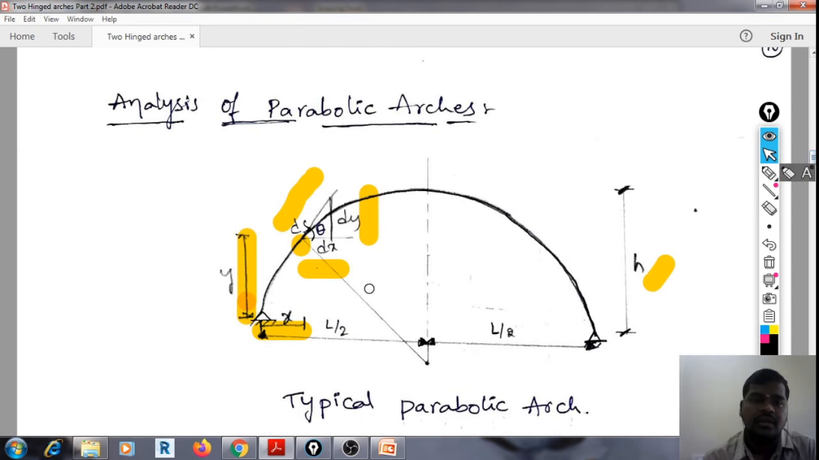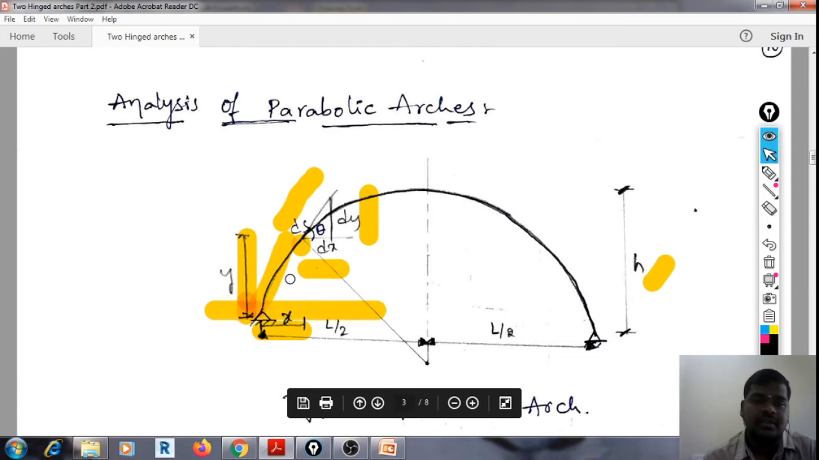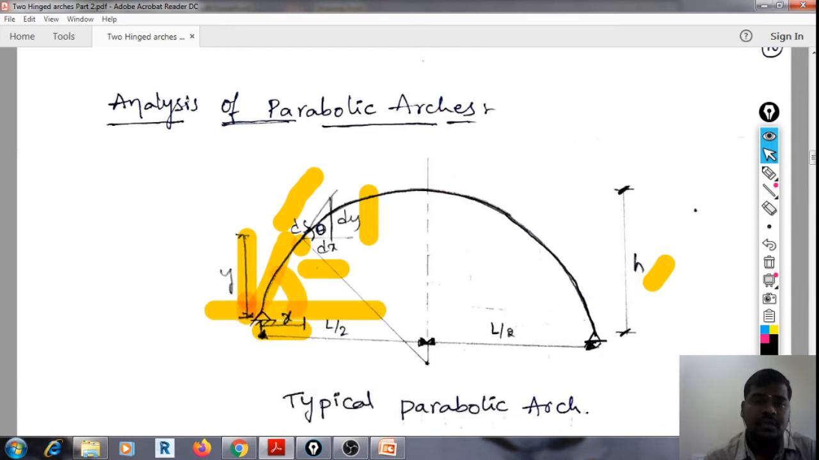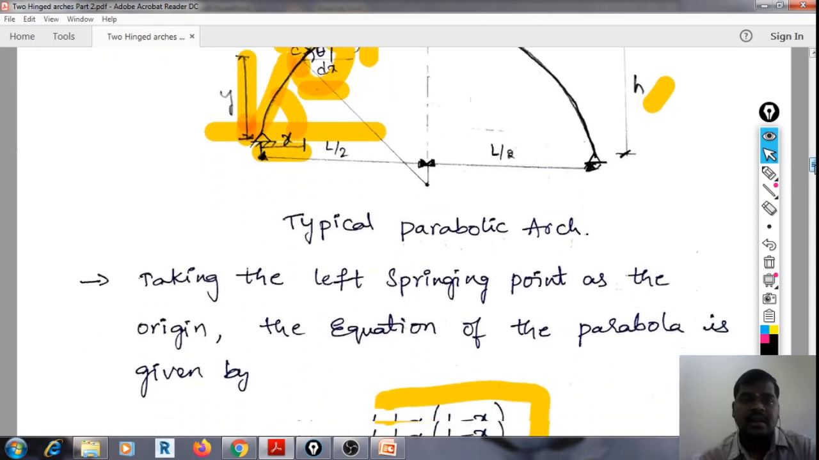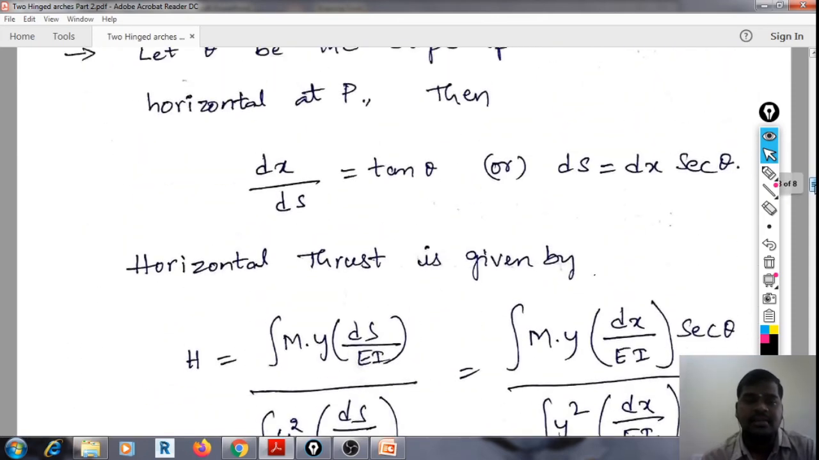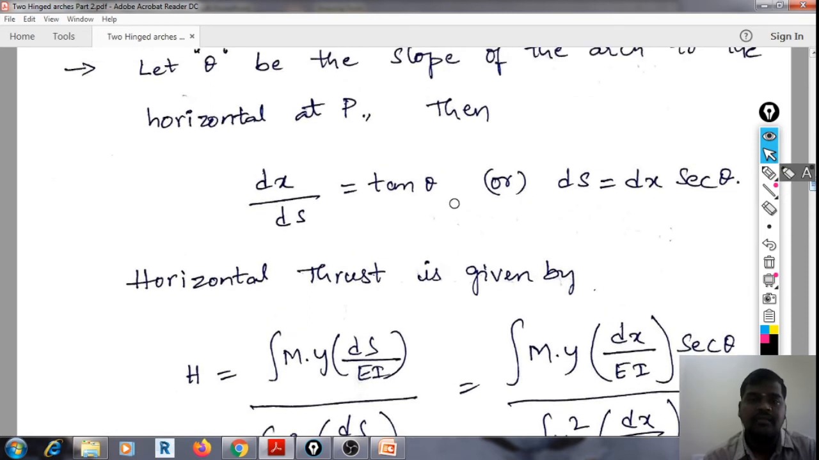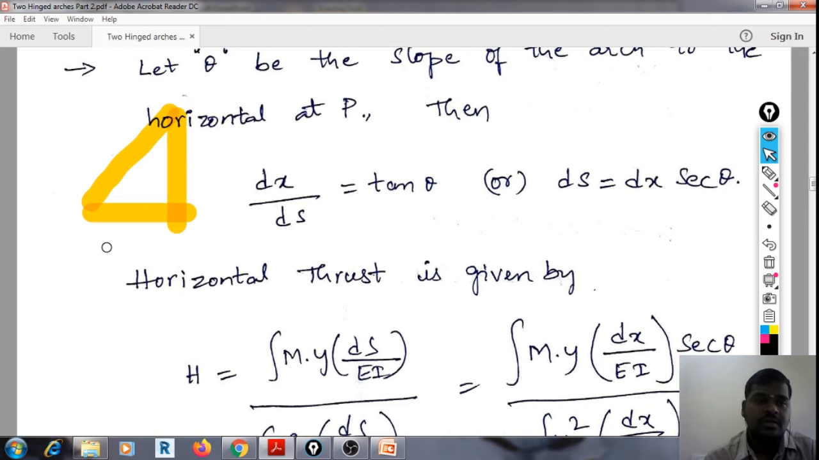So if this is theta, if it is the slope of any arch, this will also be theta. Fine. So if we consider that as the angle between the horizontal and the slope of an arch, then dx by ds is equal to tan theta. Already we have dx by ds. This is dx and this is dy and this is ds from the above figure.